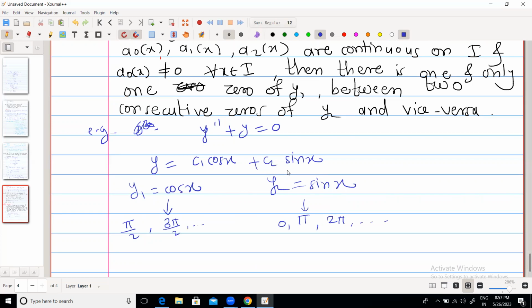Okay, and so on. So pi by 2, a zero of y1, lies in 0 to pi. So y1 and y2 are linearly independent solutions.